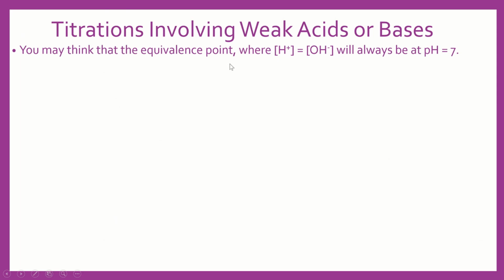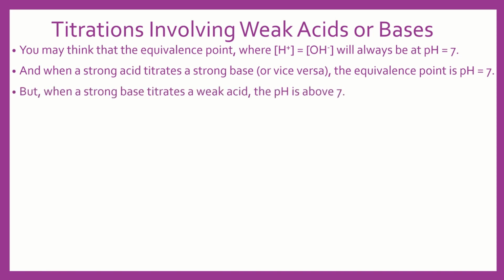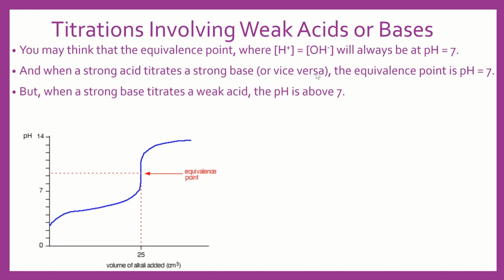All right, so it would make sense if our equivalence point were always at a pH of 7. But it's not. Again, that should make sense because your H plus equals your OH negative concentration. But it's not always at 7. When you have a strong acid and a strong base, it would be a pH of 7. But when you have a strong base and a weak acid, the pH is above 7. So we see our equivalence point here. That's above a pH of 7. This would indicate that we have a weak acid and a strong base.